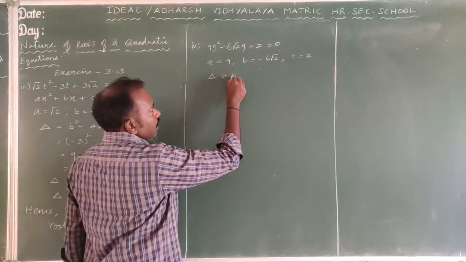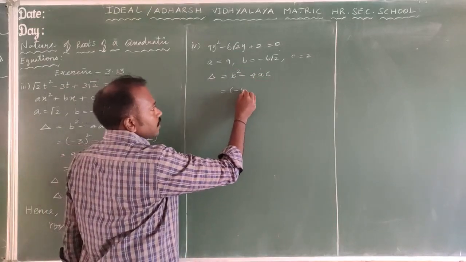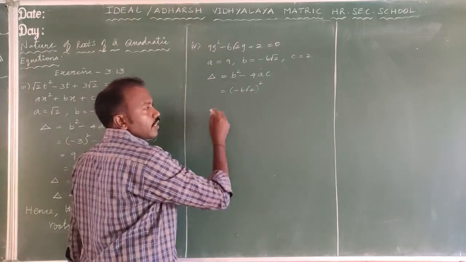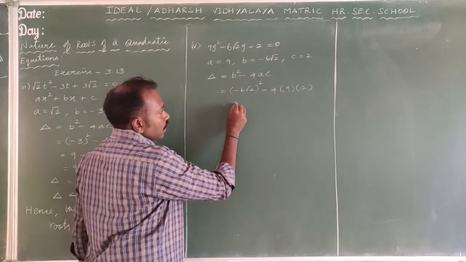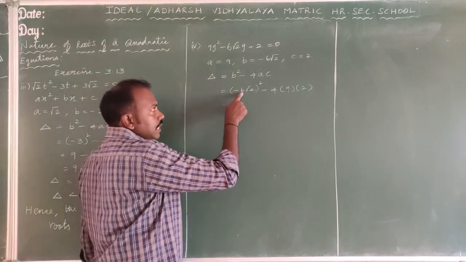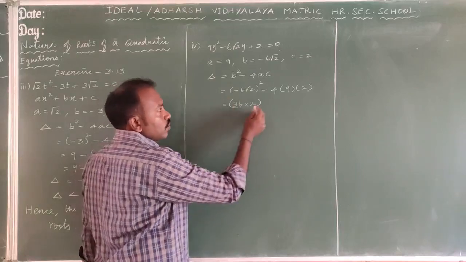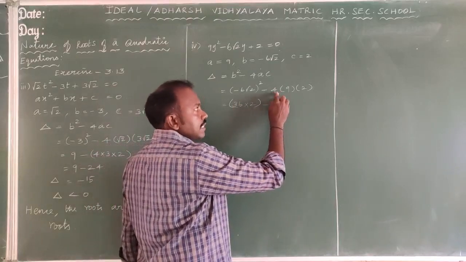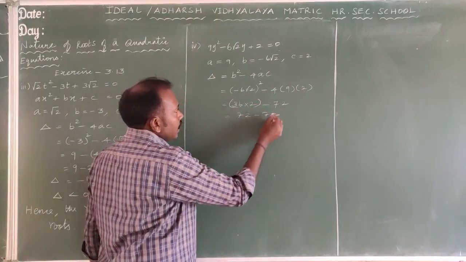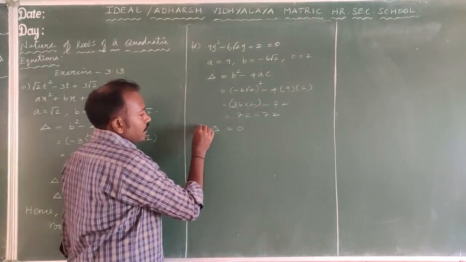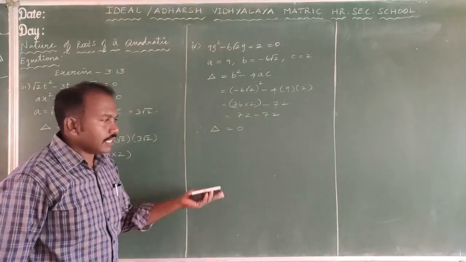Here, applying the formula, discriminant is equal to b square minus 4ac. Here b is equal to 6 into root 2, the whole square, minus 4ac, that is 4 into 9 into 2. That is equal to 36 into 2, minus 9 fours are 36, 36 into 2 is 72. That is equal to 72 minus 72, that is equal to 0. Therefore discriminant is equal to 0. Hence the roots are real and equal roots.